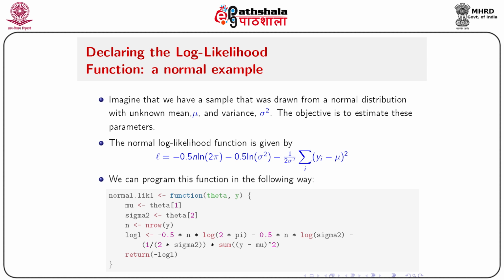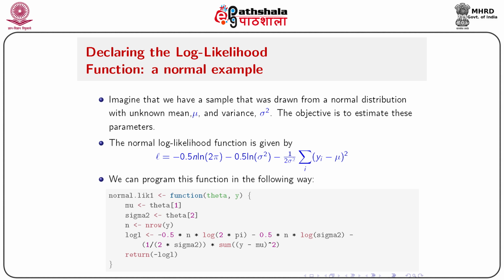Let's use a normal example for illustration. Imagine that we have a sample that was drawn from a normal distribution with unknown mean mu and variance sigma square. The main objective is to estimate these two parameters. The normal log likelihood function is given by L equals minus 0.5 n ln 2 pi minus 0.5 n ln sigma square minus 1 by 2 sigma square sum over i of (y minus mu) whole square. So this is the log likelihood.